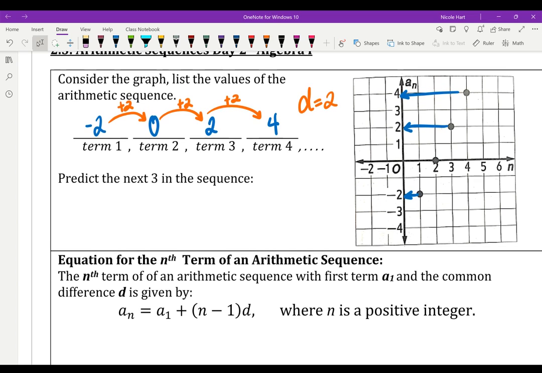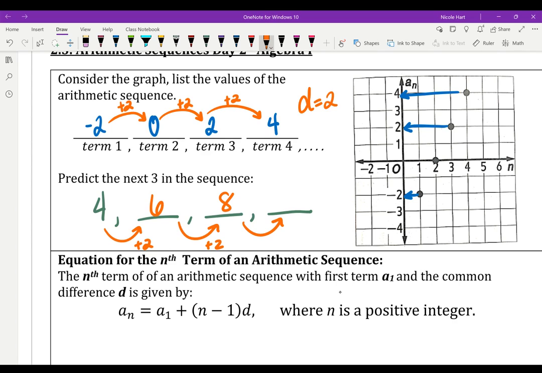So next we are going to predict the next steps. We ended at 4, and we're going to find the next 3 by doing the same common difference. So we are going to add 2. 4 plus 2 is 6. Add 2. 6 plus 2 is 8. And then add 2. 8 plus 2 is 10. So that's where we left off last time.